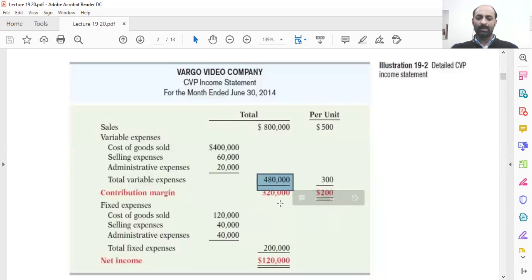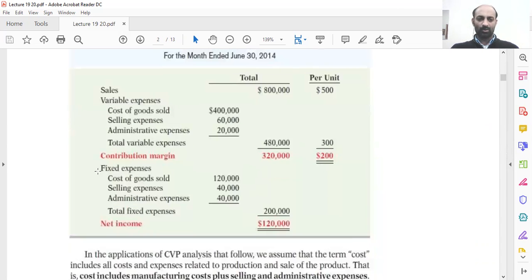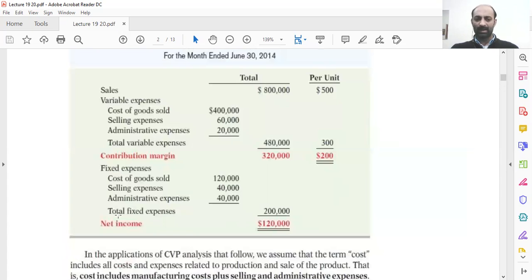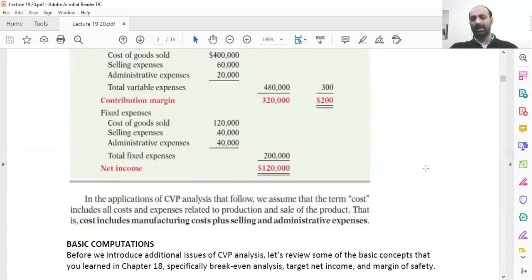From this, you get the contribution margin. And when you subtract the fixed part of the total cost, for example, the fixed part of the cost of goods sold is 120,000. Then you have the selling expenses fixed part, then administrative, and this way you get the net income. So this is the detailed format for the CVP income statement.